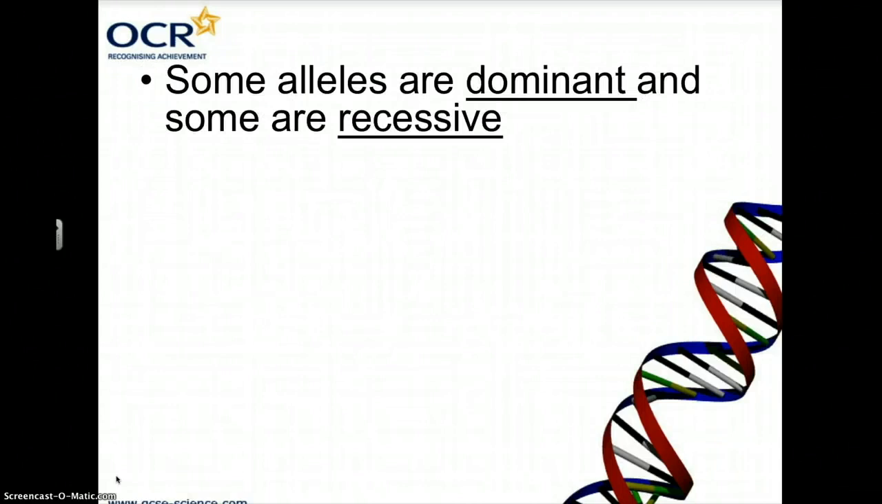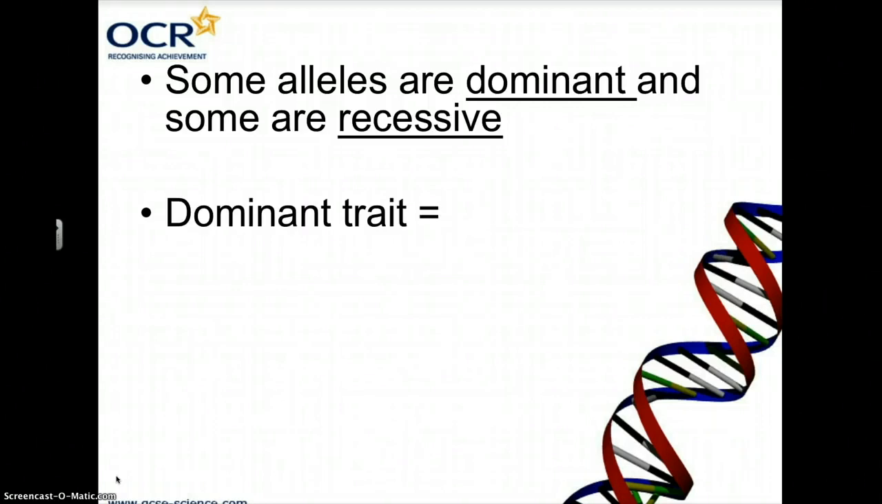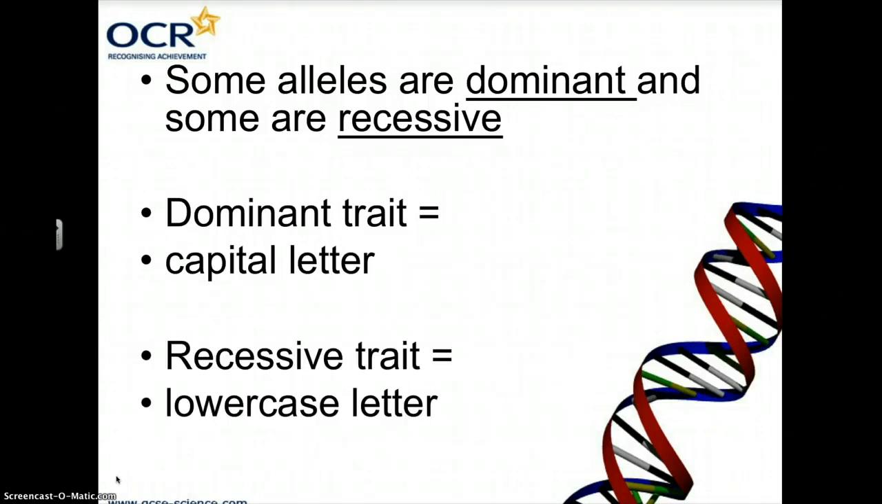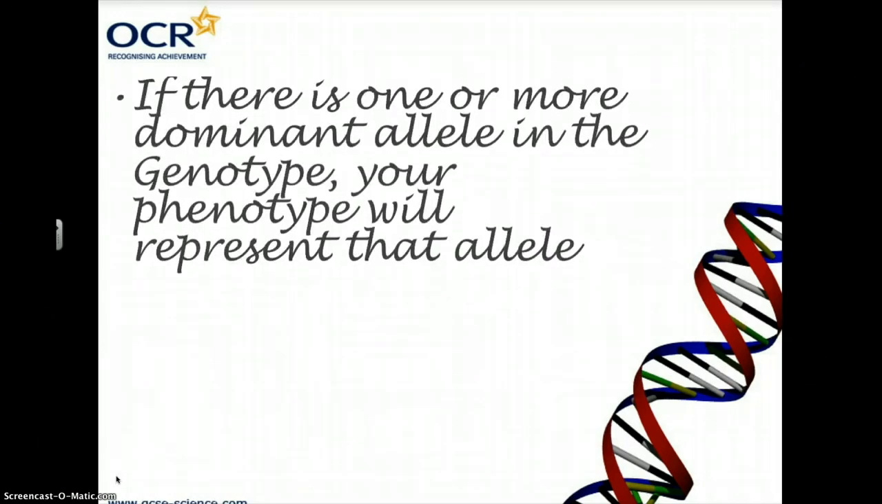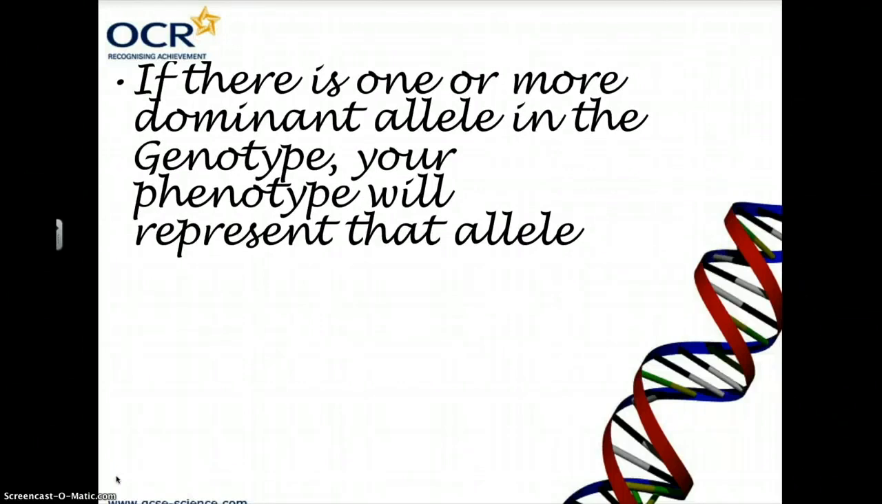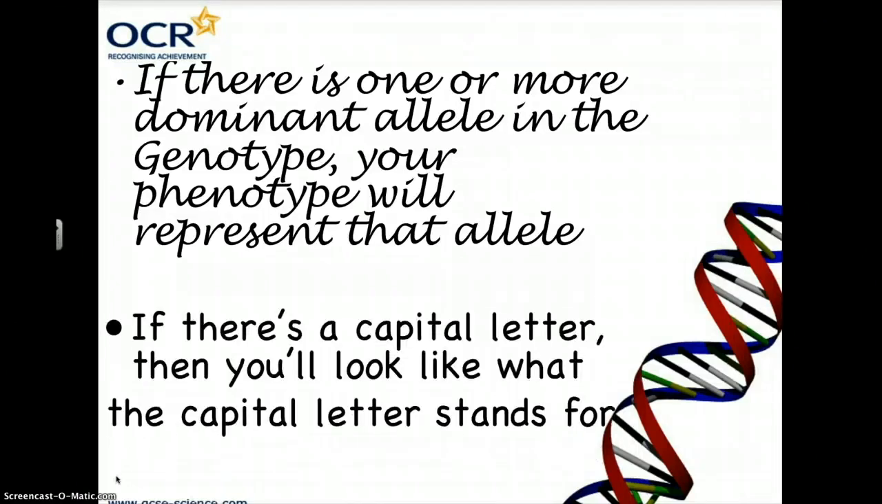Some of these alleles are dominant, and some are recessive. Dominant ones are written as a capital letter, whereas recessive ones are written as a lowercase letter. So we'll get a little bit more into this as well. All right, if there's one or more dominant allele in the genotype, then your phenotype will represent that allele. That sentence probably sounds extremely confusing with all these fancy words. So, simplified, if there's a capital letter in your genotype, you'll look like whatever that capital letter stands for.